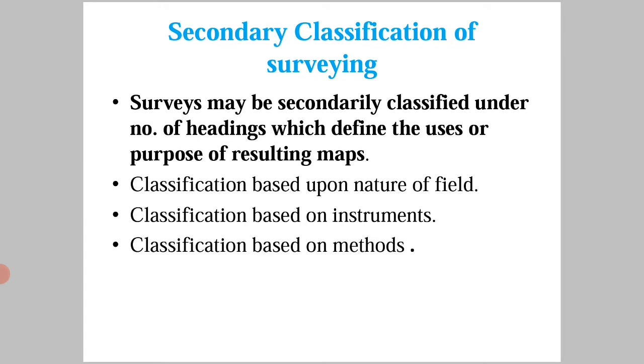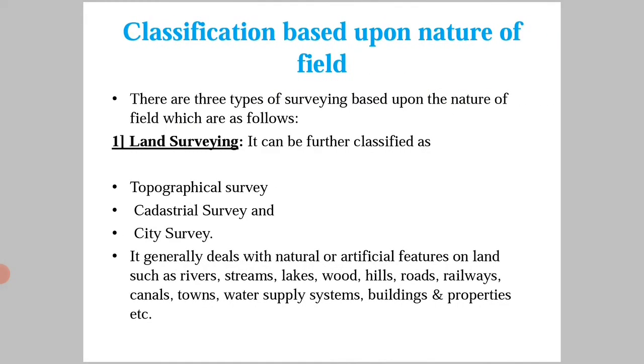Then secondary classification of surveying. Surveys may be secondarily classified under a number of headings which define the uses or purpose of resulting maps. First is the classification based upon the nature of field. Then second, classification based on instruments. And third, classification based on methods. So first of all, we will see classification based upon nature of field. There are three types of surveying based upon the nature of field, which are as follows.